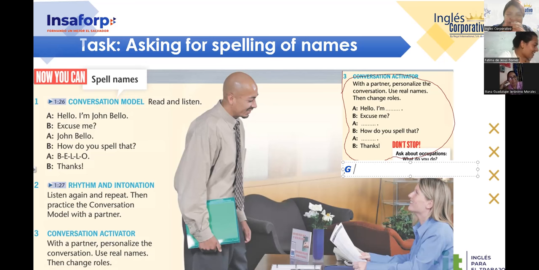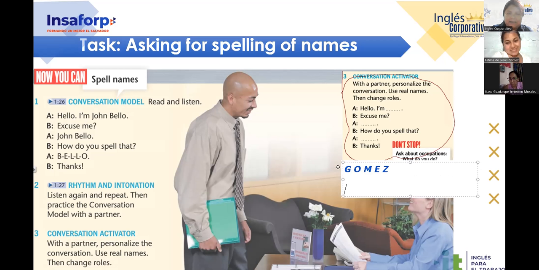Entonces. Ajá. Ah, ok, la pronunciación, sí. La pronunciación otra vez. G, O, M, E, Z. Ajá, ahora sí. Ahora hagámoslo al revés. Ahora de Guadalupe. No sé quién empieza ahorita.